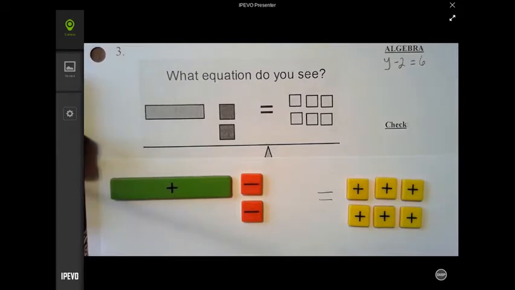So once again, our goal is to try to get this variable rectangle all by itself. The variable's on the left, but it's not alone. It's got these 2 red squares. And I would want to try to take away these 2 red squares to get this variable alone.